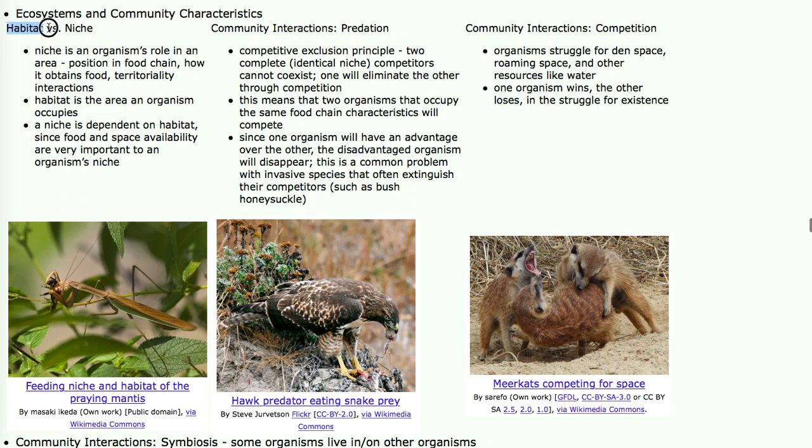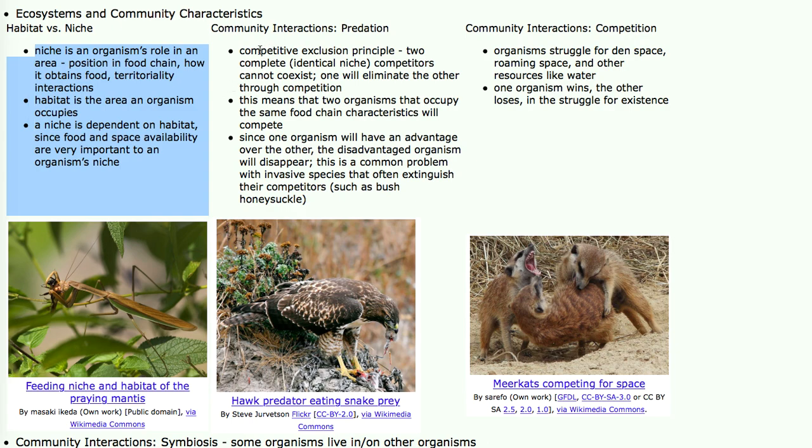Habitat and niche are two important terms in ecology. A niche is something an organism does. It's like where it's feeding in a food chain, where it lives, what does it do? Whereas its habitat is specifically the place where it lives. Niche is dependent on habitat, and habitat in a way determines niche. So these terms, niche and habitat, will come up again in ecology. Probably should have already introduced them.